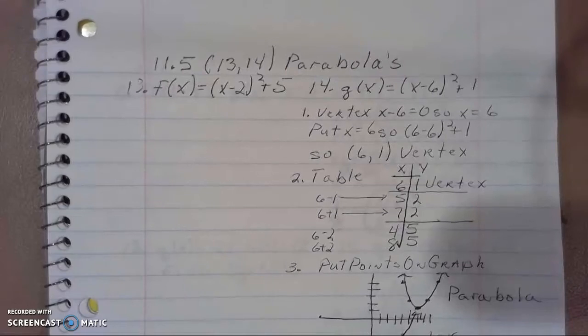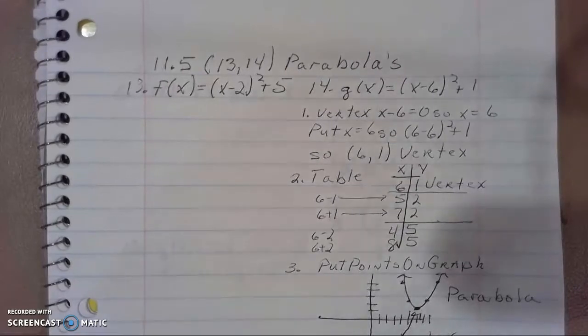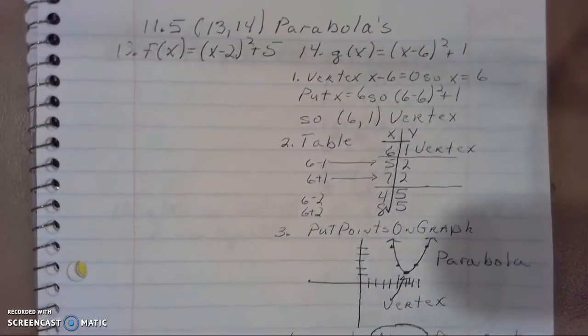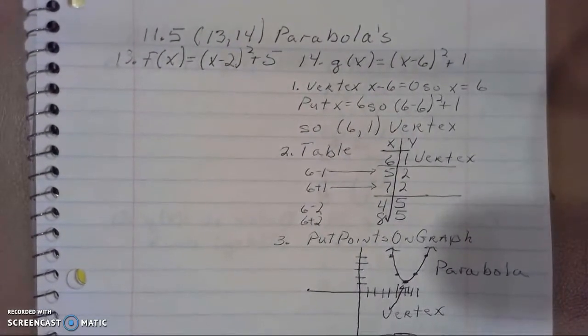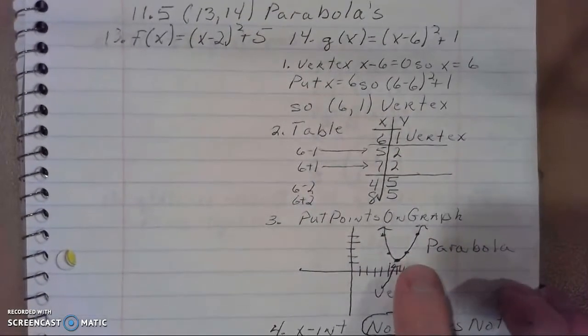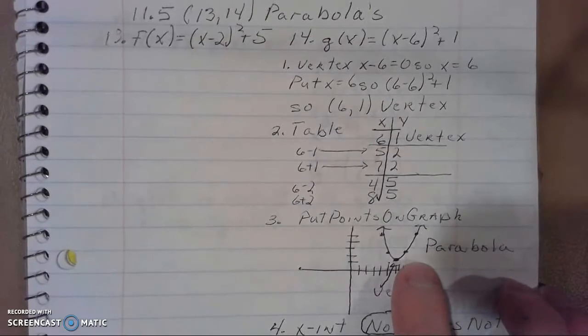This is a second video for the April 22nd assignment for intermediate algebra on 11.2 through 12.5, just bits and pieces from different sections and leaving out some sections. 11.5 is about parabolas that are in standard form, and when we talk about a parabola, it's going to look like this, a U-shaped graph.